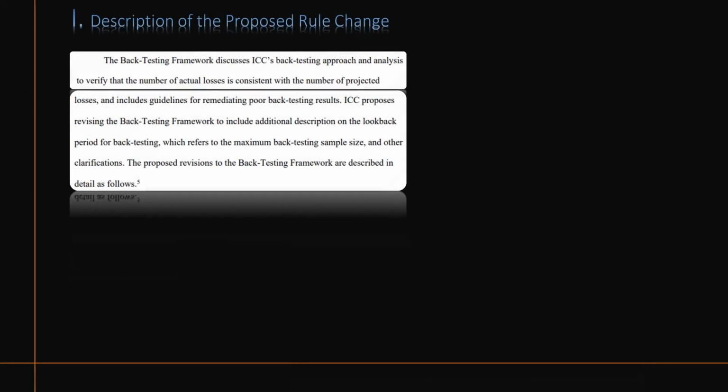So, description of the proposed change. The backtesting framework discusses ICC's backtesting approach and analysis to verify that the number of actual losses is consistent with the number of projected losses, and includes guidelines for remediating poor backtesting results. ICC proposes revising the backtesting framework to include additional description on the look-back period for backtesting, which refers to the maximum backtesting sample size, and other clarifications. The proposed revisions to the backtesting framework are described in detail as follows.